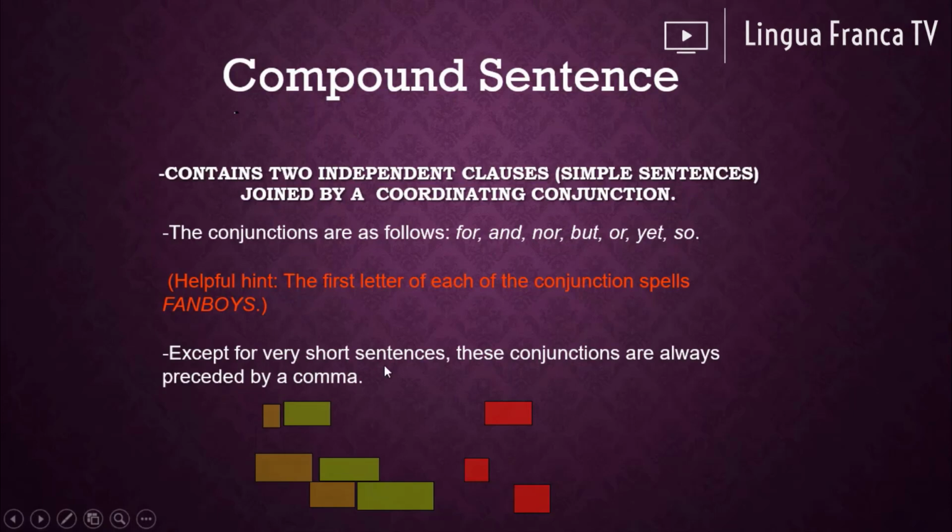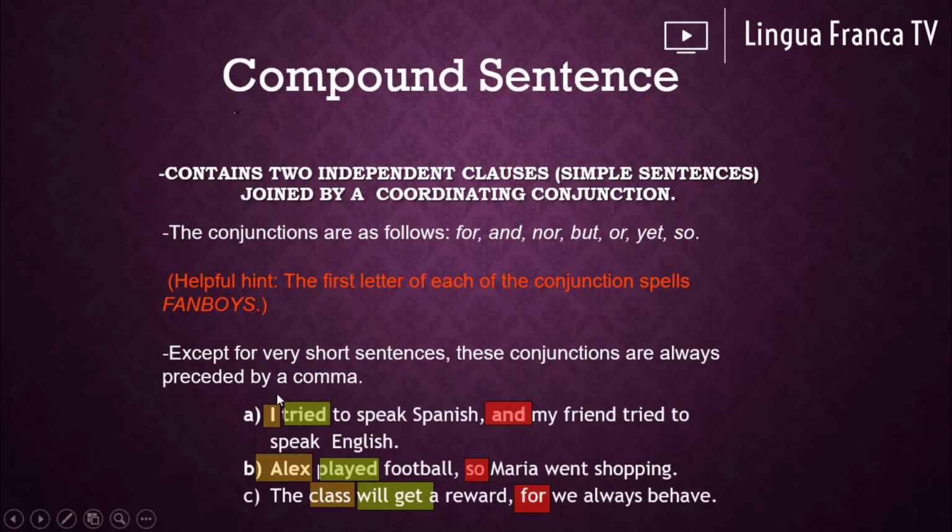Okay, so except for very short sentences, these conjunctions are always preceded by a comma. As you can see in the examples here: I tried to speak Spanish, comma, and, a coordinating conjunction joining two independent clauses, right? My friend tried to speak English. Second, Alex played football, comma, so Maria went shopping.